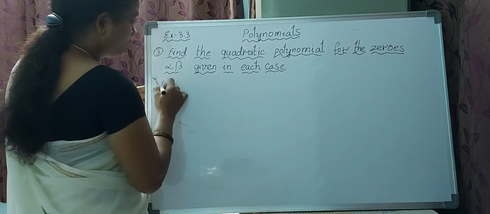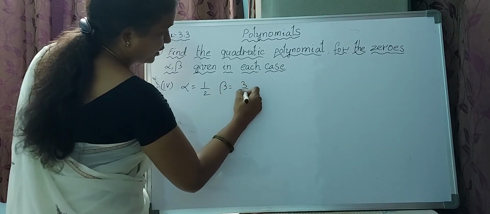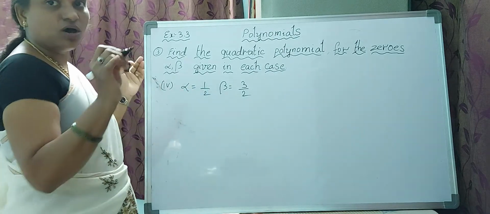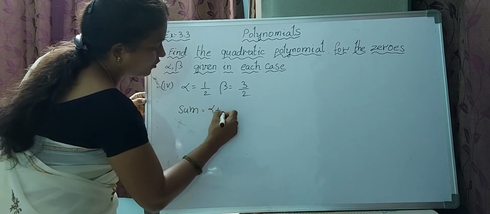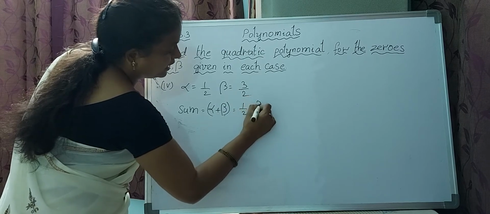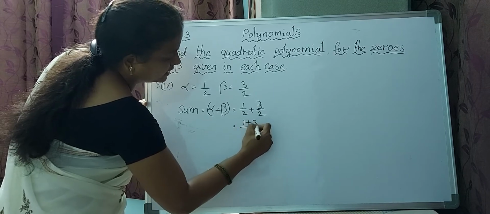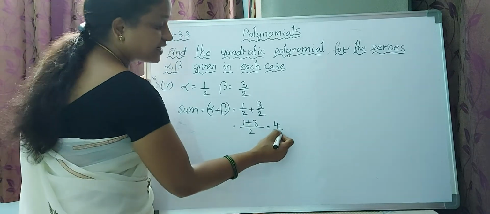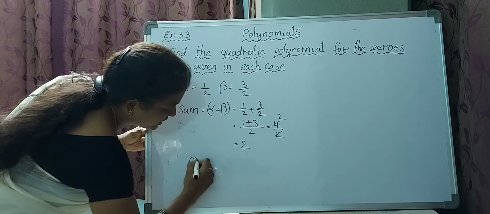See, in the fourth one, alpha is equal to 1 by 2, beta is equal to 3 by 2. Both are fractions, no problem. You don't worry about the fractions. You just go on doing. The sum is alpha plus beta, which is 1 by 2 plus 3 by 2. The LCM is 2. So 1 plus 3 is 4 by 2, and 2 ones are 2, so the sum is 2.